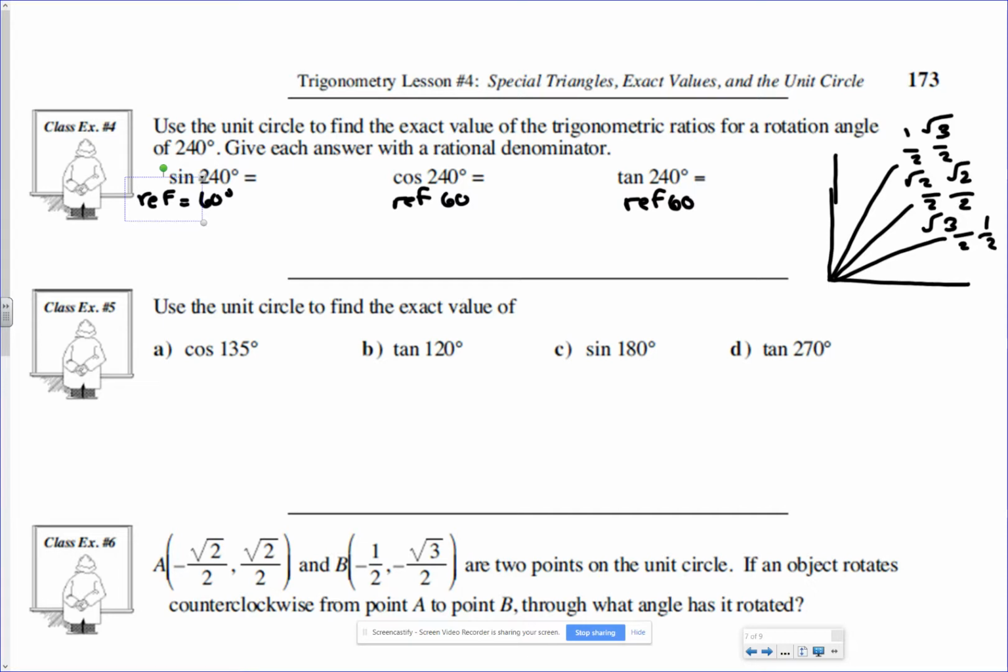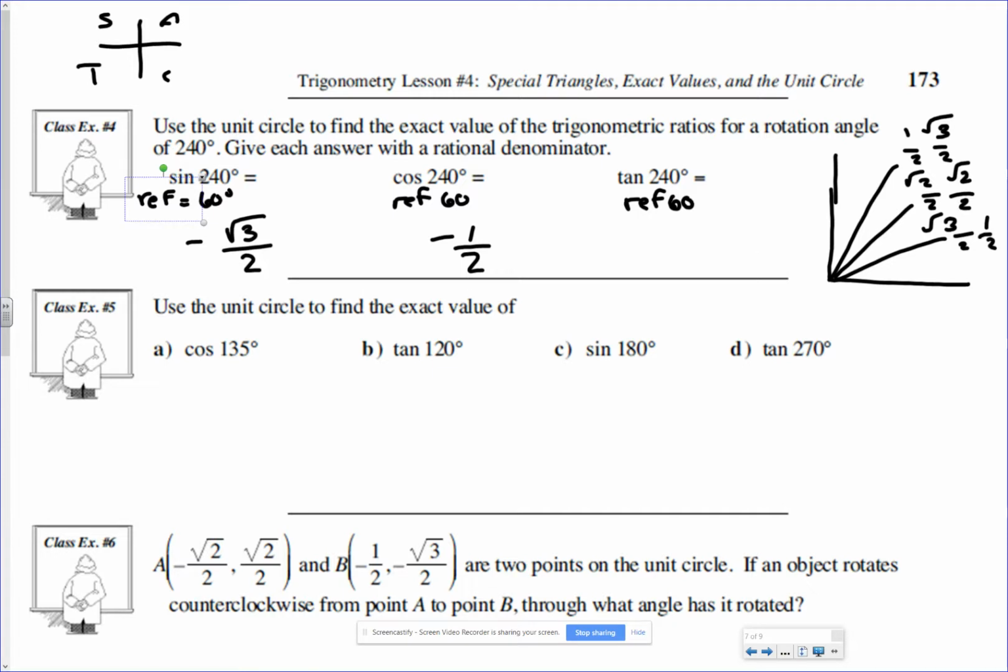So going to a reference at 60 here, I have 1/2 and root 3 over 2. I'm looking for my sine, so that's root 3 over 2. And then I can't forget about the CAST rule. Because 240 is in my third quadrant, this is going to be negative. If I look at my 60 reference for cosine, that's 1/2. Again, I'm in the third quadrant where tan is positive, so this answer is going to be negative.